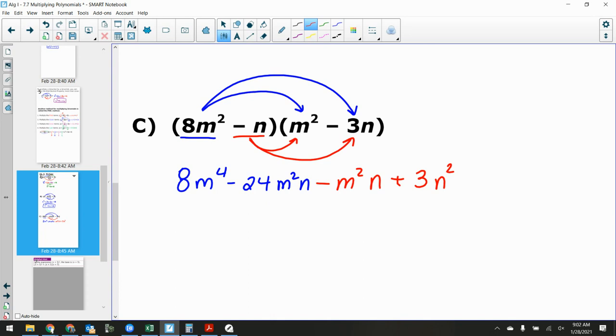Are there like terms in this one? Yes. The m squared n's sitting in the middle. This piece, those are like terms. So I'm going to say, leave my first term. I've got a negative 24 and a negative 1 to make negative 25. m squared n plus 3n squared.